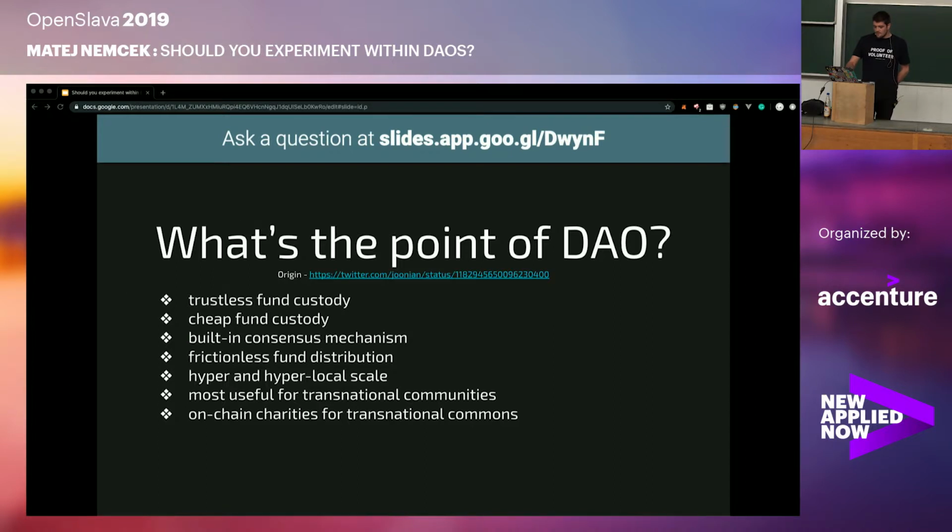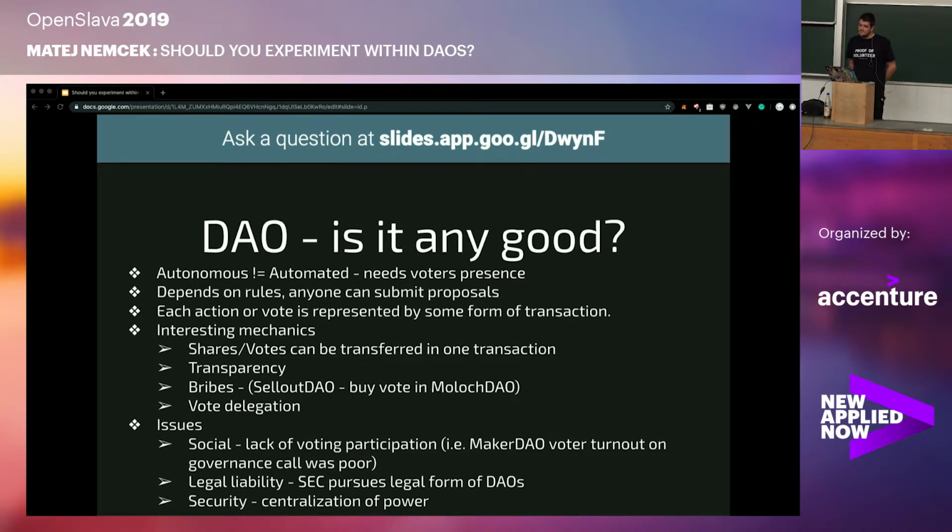Okay, so what's next? Is a DAO any good? A DAO doesn't mean it's automated. It should be autonomous, and it actually needs your proof of presence, so you need to vote or something like that. Every vote in the DAO depends on the coin holder, and that's called coin voting. If you hold some funds of a particular asset, like on Ethereum, you can propose or signal some sort of coin voting.